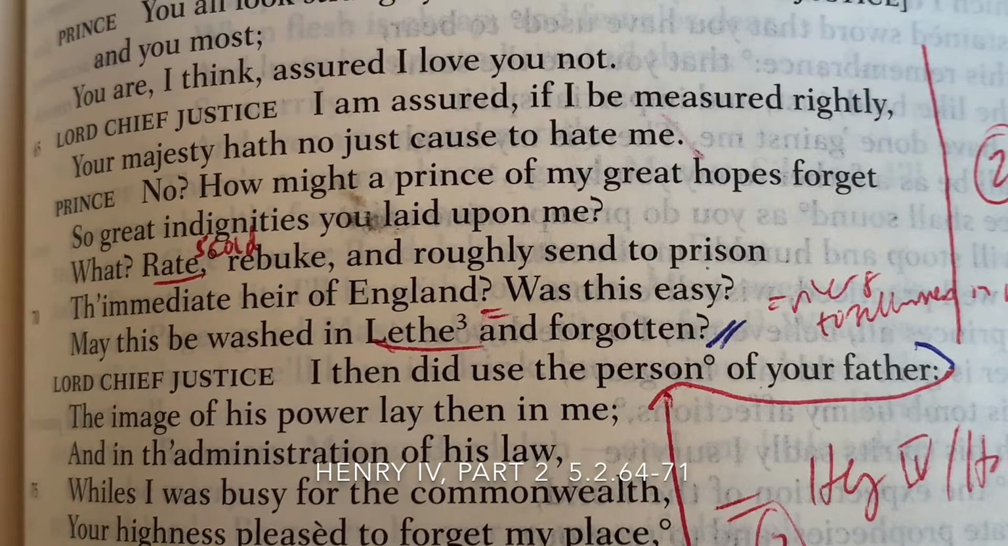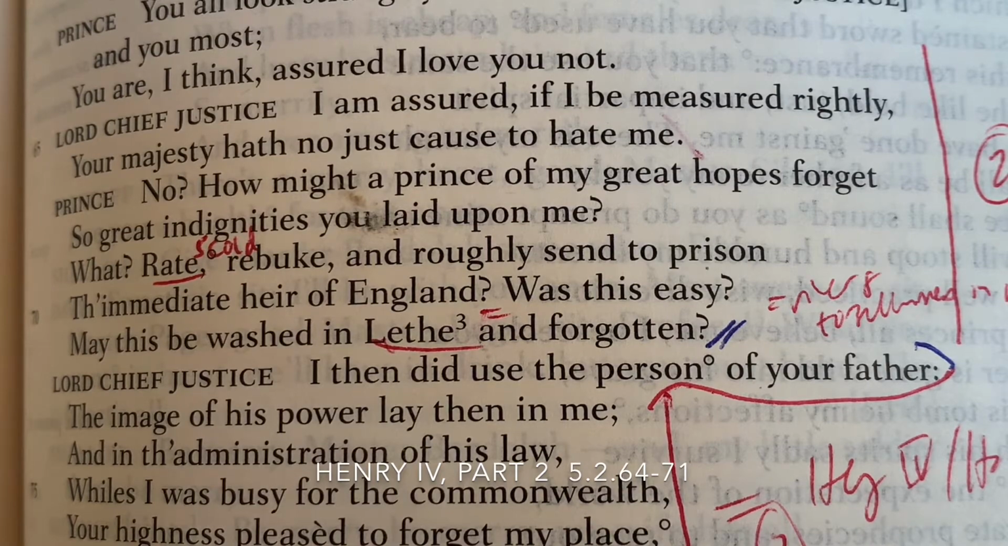I am assured, if I be measured rightly, your majesty hath no just cause to hate me. Prince, no. How might a prince of my great hopes forget so great indignities you laid upon me? What? Rate or scold, rebuke and roughly send to prison the immediate heir of England? Was this easy? May this be washed in Lethe, and forgotten?